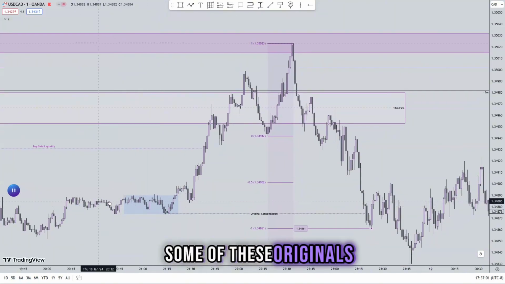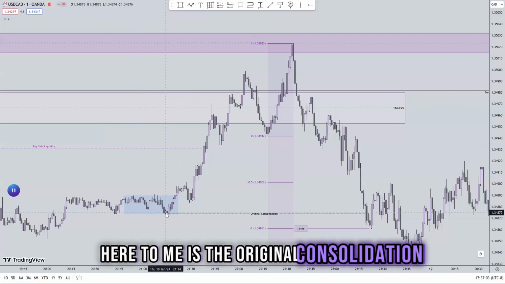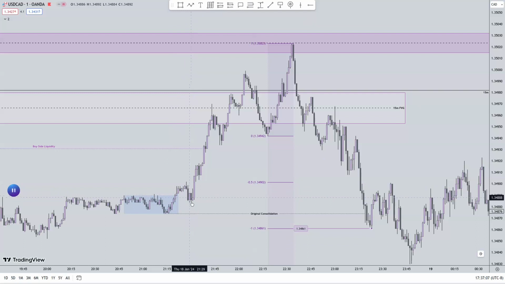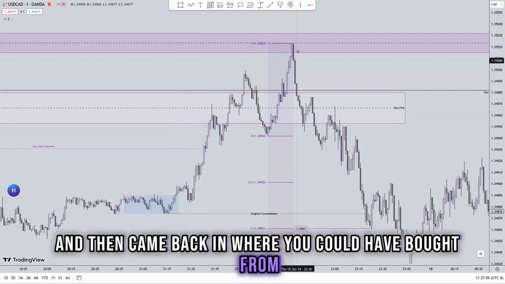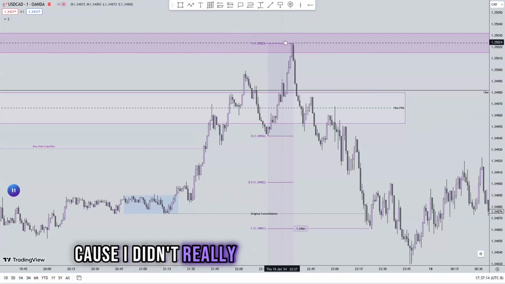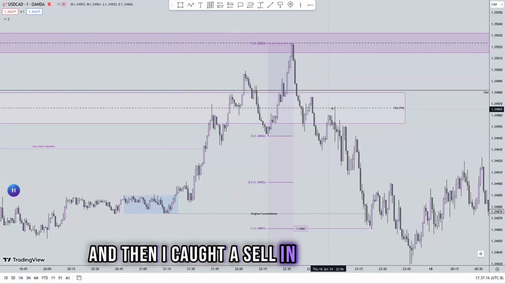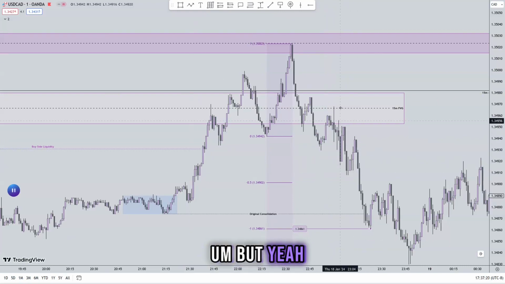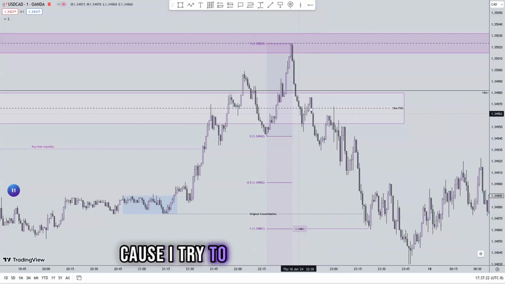Here to me is the original consolidation, and you can see it came out right here, broke out, and then came back in where you could have bought from and targeted wherever you thought. I would have probably targeted somewhere up here, because I didn't really see this until it happened, and then I caught a sell in here somewhere. But yeah, caught a sell around here because I tried to sell at the inversion, so it was like around right here.